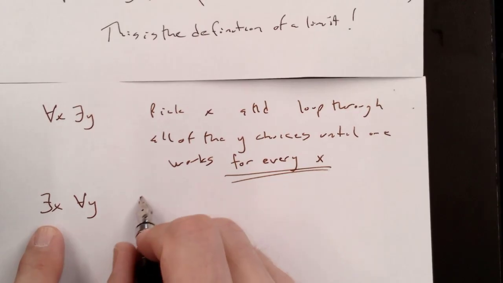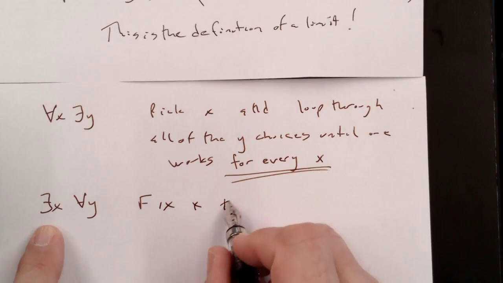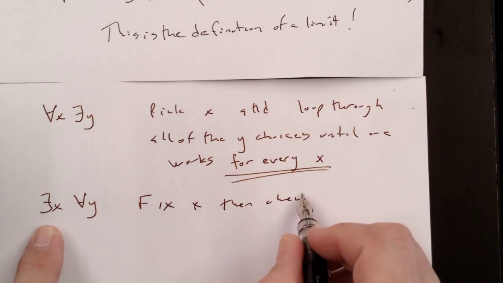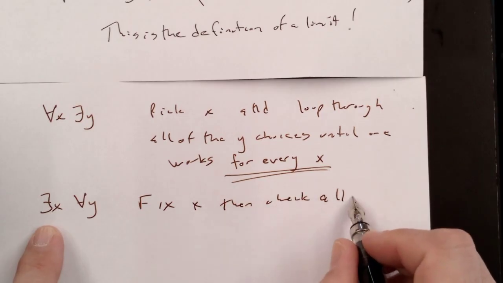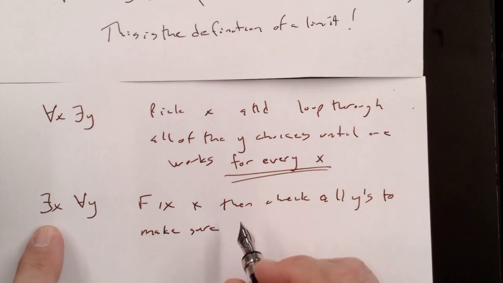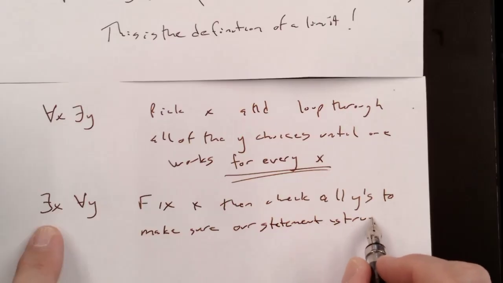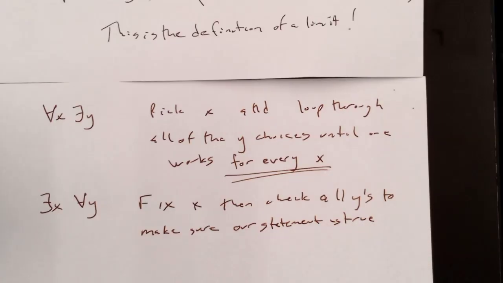Here, fix an X. Then check all Y's to make sure our statement is true. But again, I think of that as a loop. Okay, here's my X value. Is it true for this Y, this Y, this Y, this Y? And I go all the way through all the Y list.